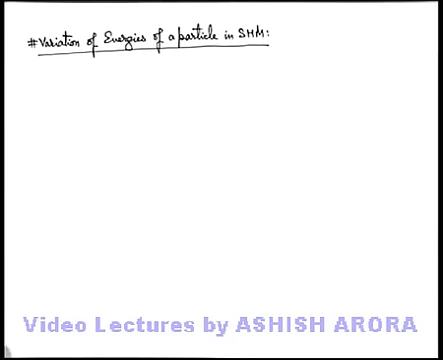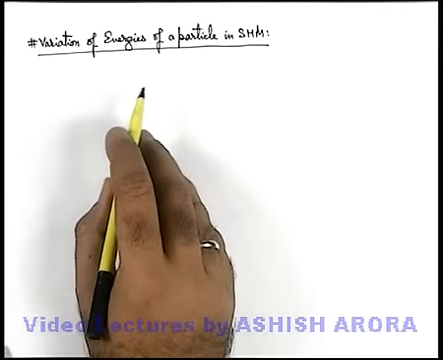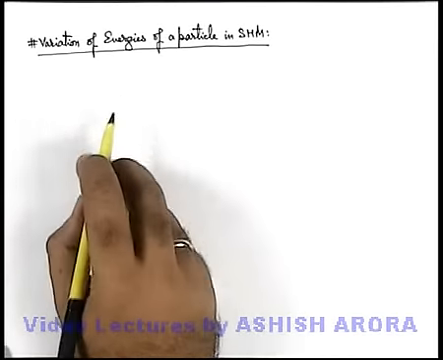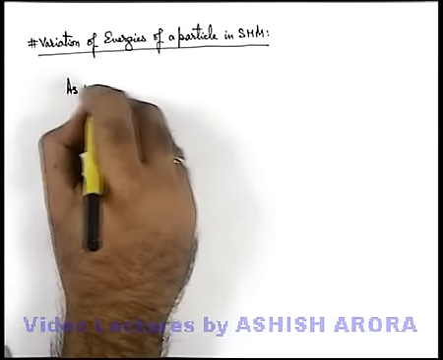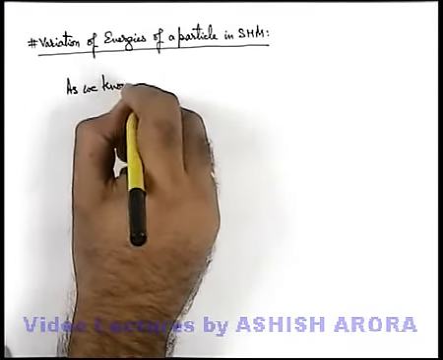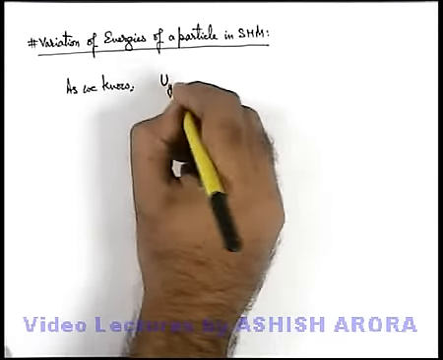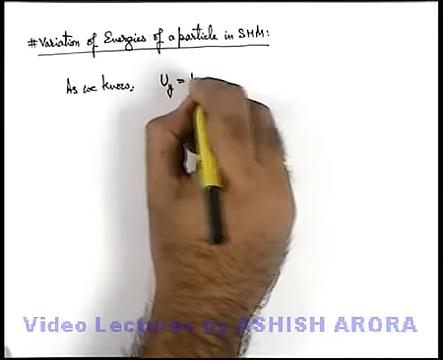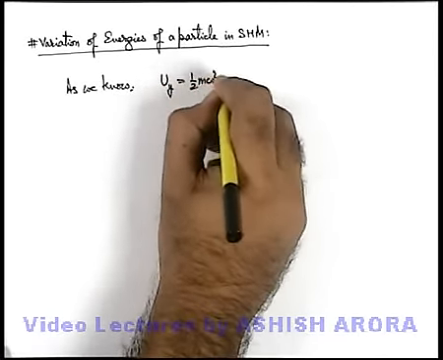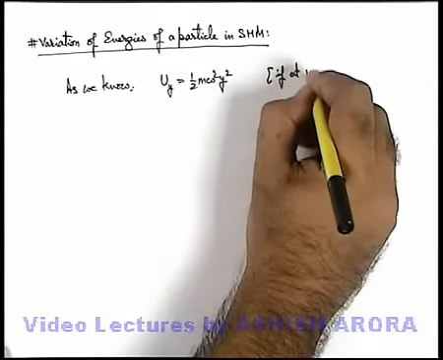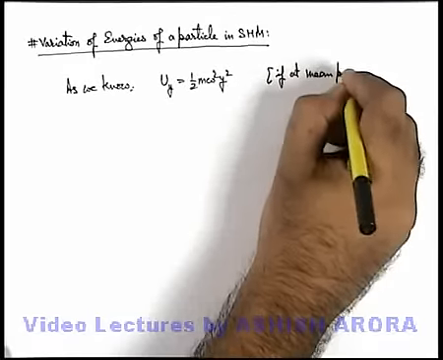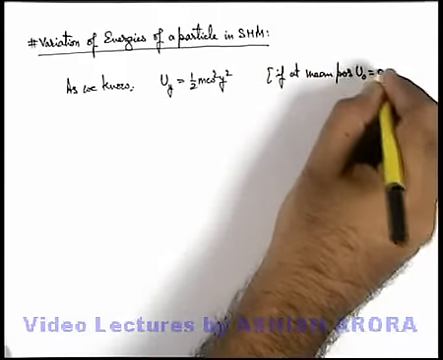As in the previous section, we have discussed kinetic and potential energy of a particle. Let's discuss the variation curves of these energies. As we have just studied, potential energy as a function of y can be written as half m omega square y square, if at mean position potential energy is taken to be 0.